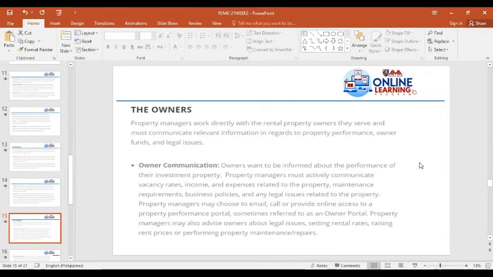Property managers may choose to email, call, or provide online access to a property performance portal, sometimes referred to as an owner portal. Property managers may also advise owners about the legal issues, setting rental rates, raising rent prices, or performing property maintenance or repairs. So with this, the property manager should communicate to the owners about the different issues with regards to his or her property.